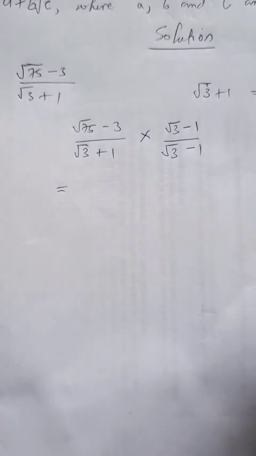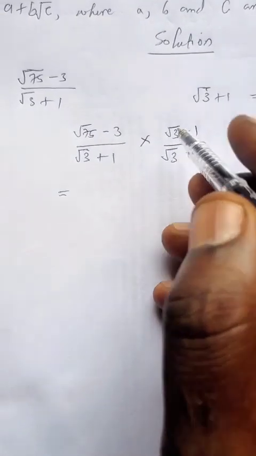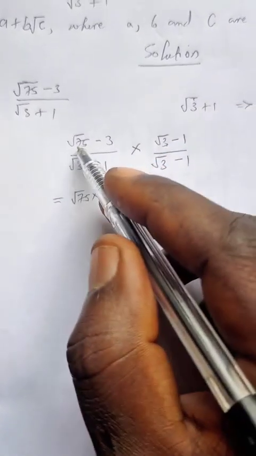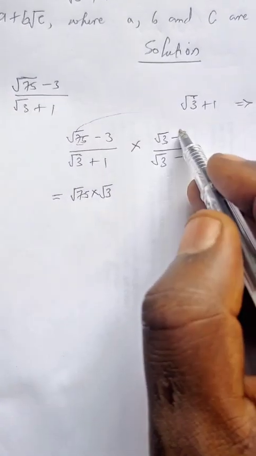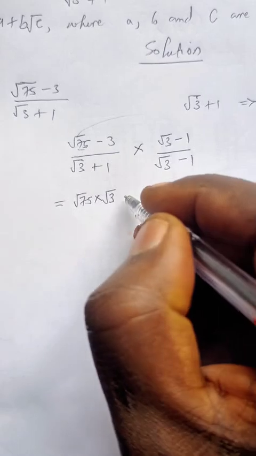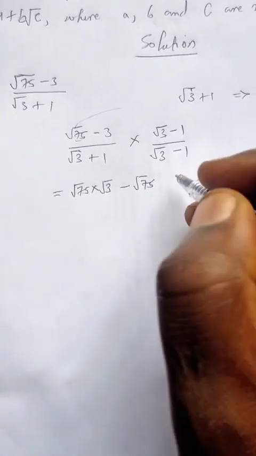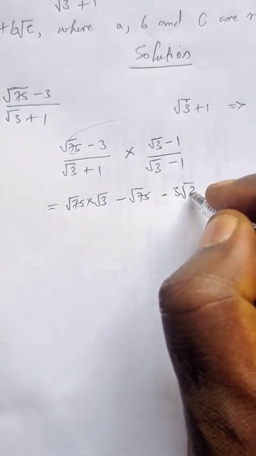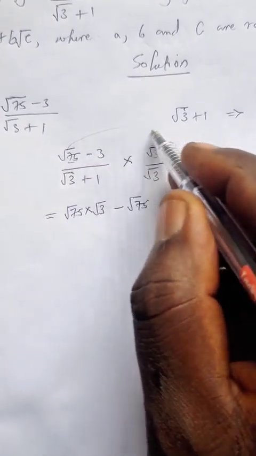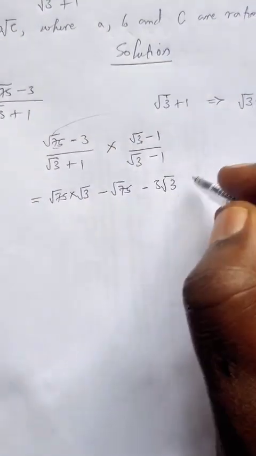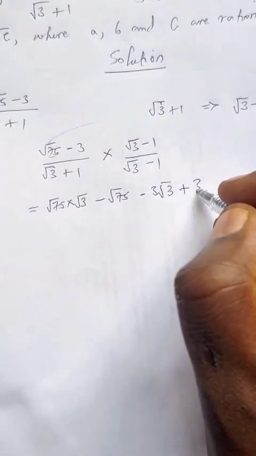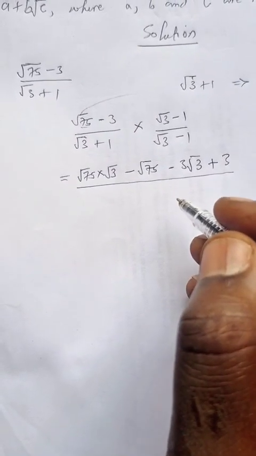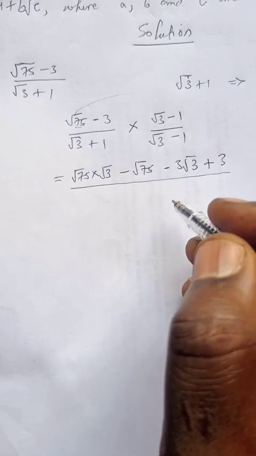So let's start with the numerators. We'll multiply root 75 by root 3, so we have root 75 times root 3. Then we multiply root 75 by minus 1, so we have minus root 75. Next, we multiply minus 3 by root 3, so we have minus 3 root 3. And the last step, we multiply minus 3 times minus 1. Minus times minus gives plus, and 3 times 1 is 3.